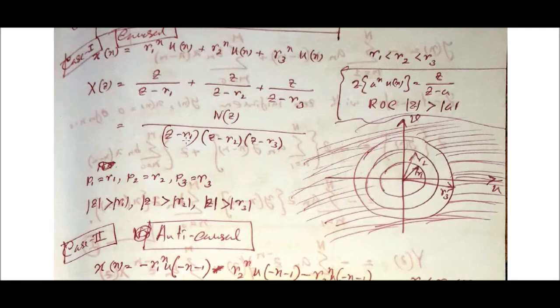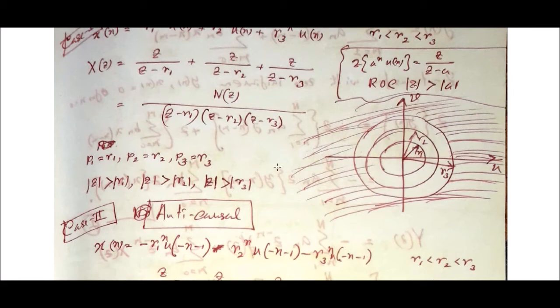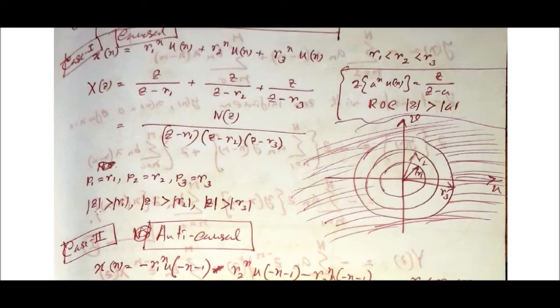Okay, the roots of those factors are r1, r2 and r3. Remember, r1, r2, r3 are the three poles. For the first term the region of convergence should be z magnitude greater than r1. The next term should be z magnitude greater than r2. The third one will be z magnitude greater than r3.